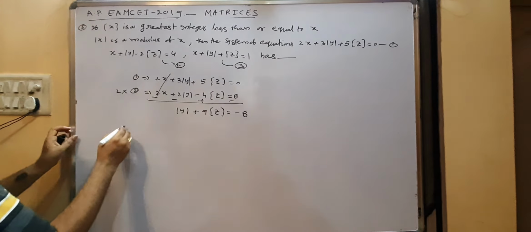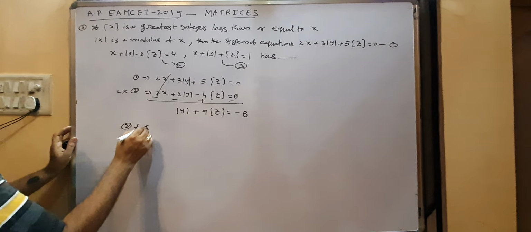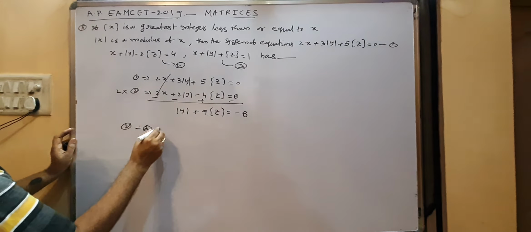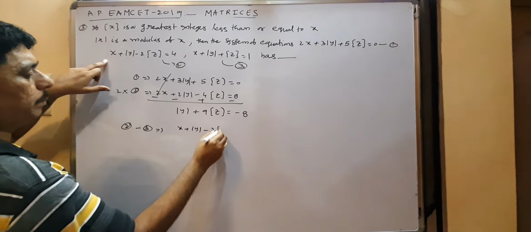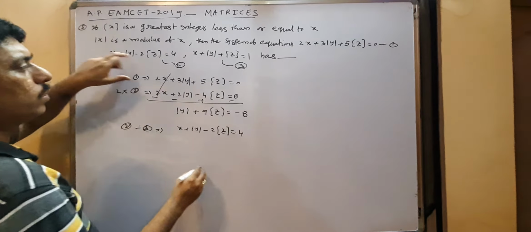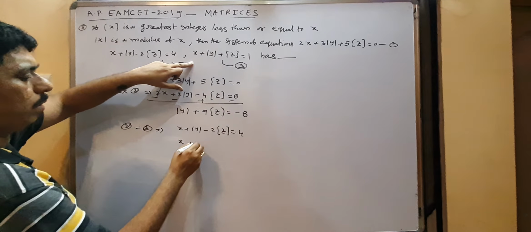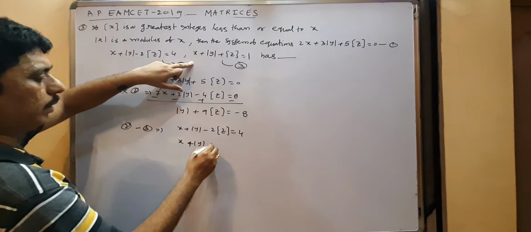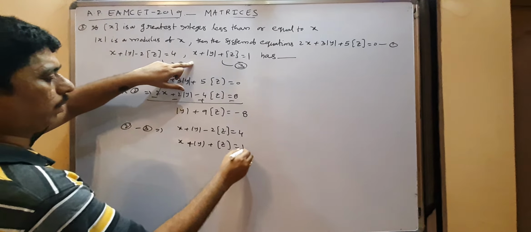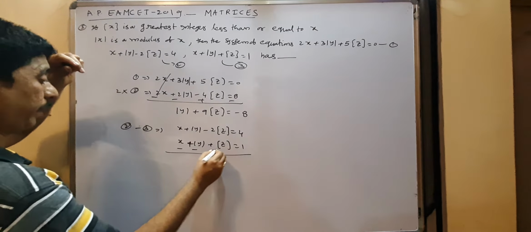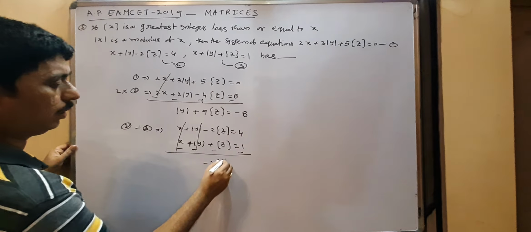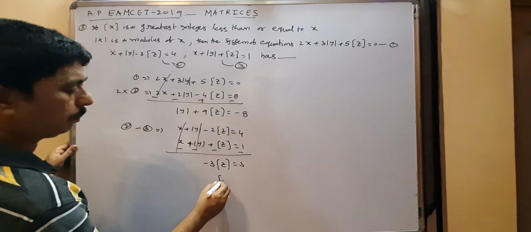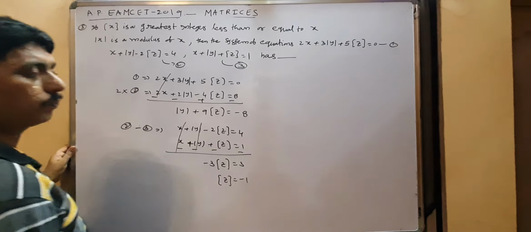Now solve the second and third equations. Second equation: x + |y| - 2[z] = 4. Third equation: x + |y| + [z] = 1. If you subtract both, the x and |y| terms cancel, giving -3[z] = 3. That means [z] = -1.